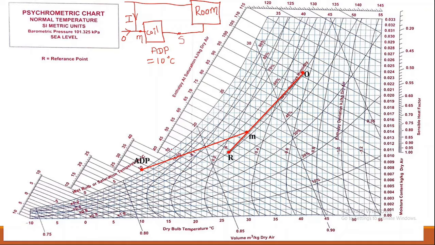If the bypass factor is 0, then ADP is nothing but the outside condition, that is the S condition. But since in this problem the bypass factor is given, that S point will be on the line joining this ADP and M somewhere. Okay, so that condition we have to find out.